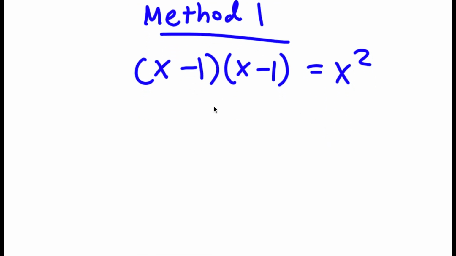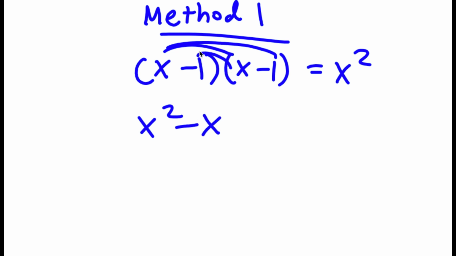And now, x minus 1 times x minus 1, let's go ahead and expand this. So x times x is x squared. x times negative 1 is negative x. Now I'm going to distribute the negative 1. Negative 1 times x is negative x, and negative 1 times negative 1 is positive 1.